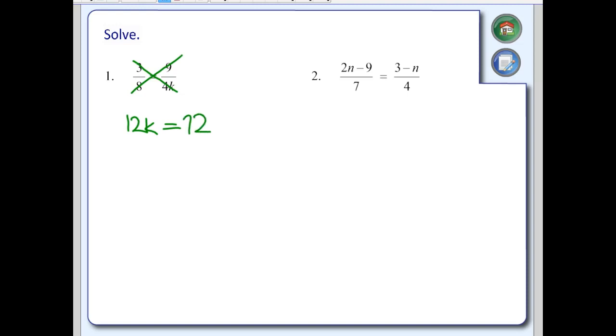Now, what do I need to do to get k alone? Yes, we're going to divide both sides by 12. And so we're going to get k equals, well, what's 72 divided by 12? Everybody says 6. And then you can go up there and check, and it does work. Now, let's try a few of those on your worksheet. Everybody try a few on your worksheet.